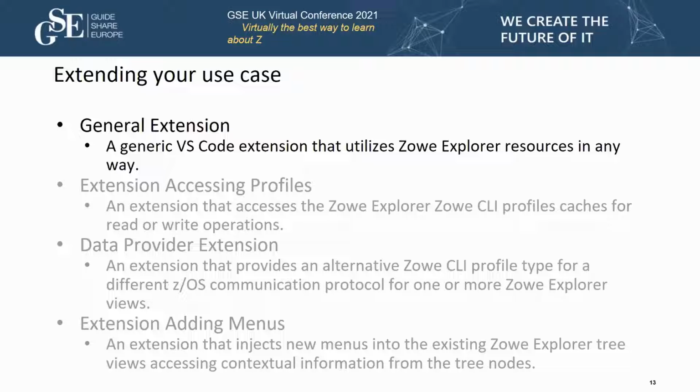There are many ways to extend your use of Zoe Explorer. It's not just your ISPF screen with access to jobs, USS files, and datasets. You can create extensions on top of Zoe Explorer to add more functionalities to it. The first type is a general extension. This is just a generic VS Code extension that utilizes Zoe Explorer resources in any way. So let's go to the example.